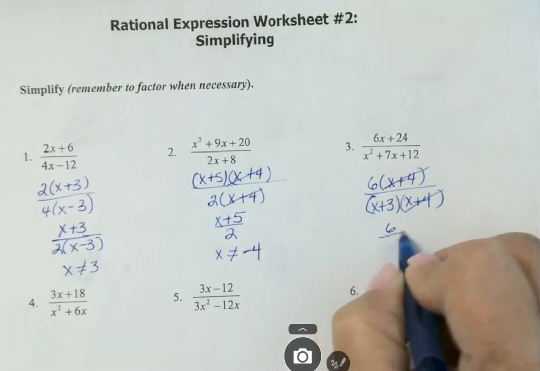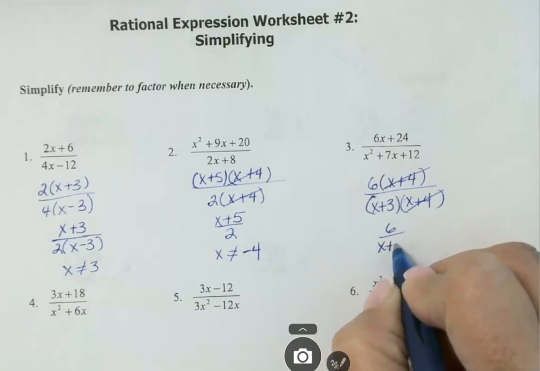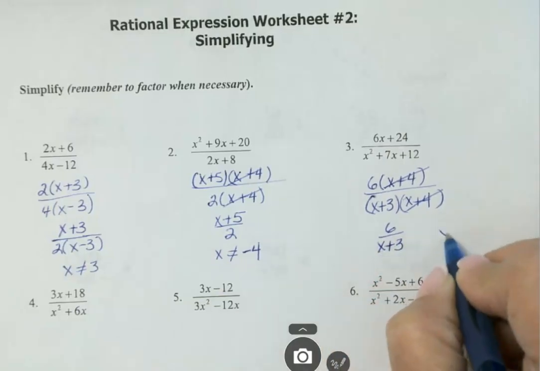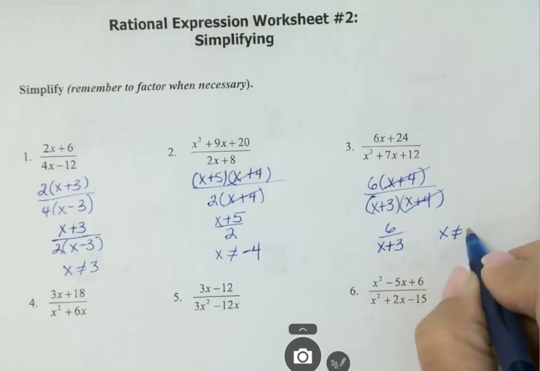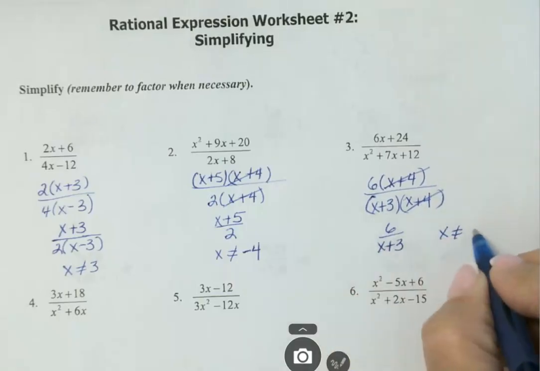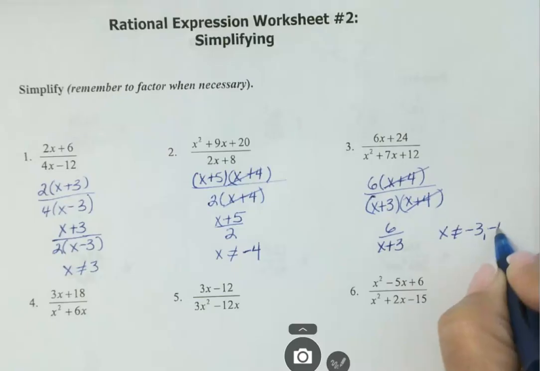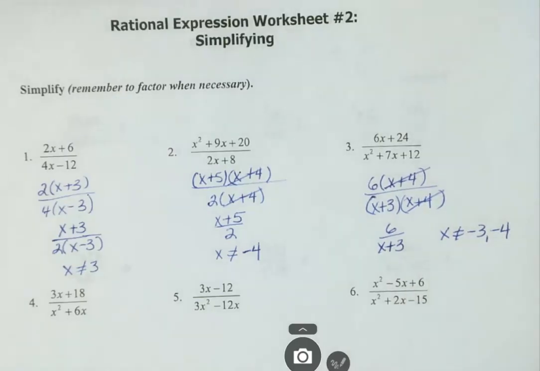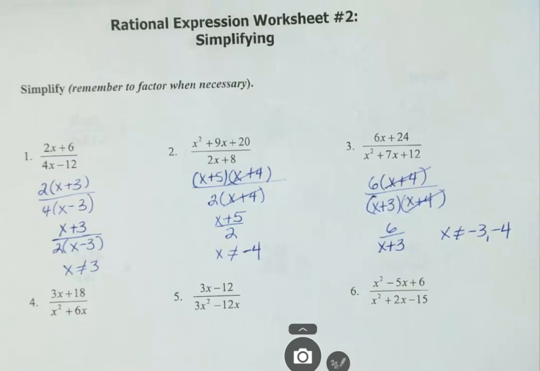Okay? So this is 6 over x plus 3 is left, and then x cannot be, in this case, a negative 3. It also could not be a negative 4. Okay, so that's all you're doing on those, and this is, again, what we just call simplifying rational expressions. So you can finish that sheet up.